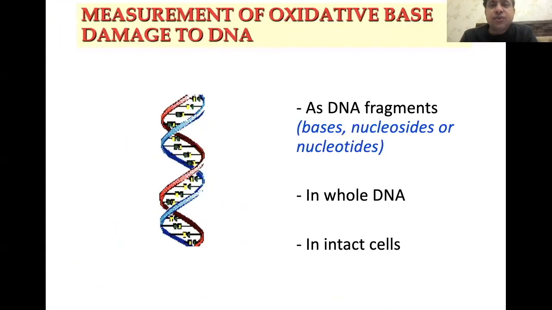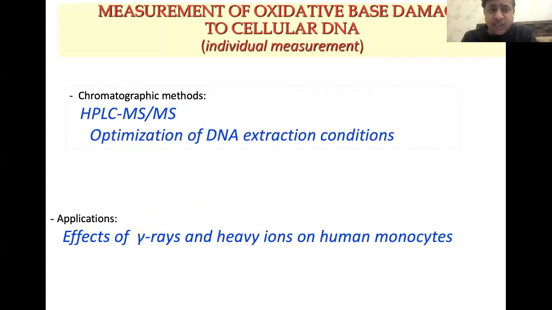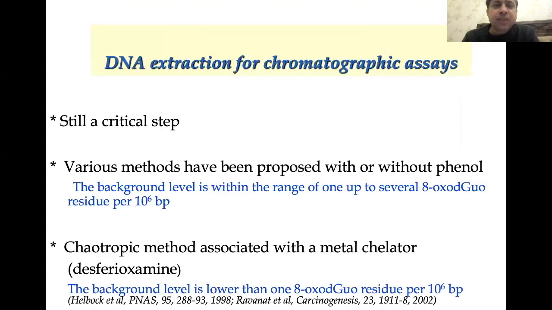Okay, I'm not just covering the measurement part. We can understand the DNA fragment, and we can measure the whole DNA or the intact cell. HPLC with MS detectors is the one we normally use, and it is the most used for the quantification of 8-oxo-guanidine in the sample.